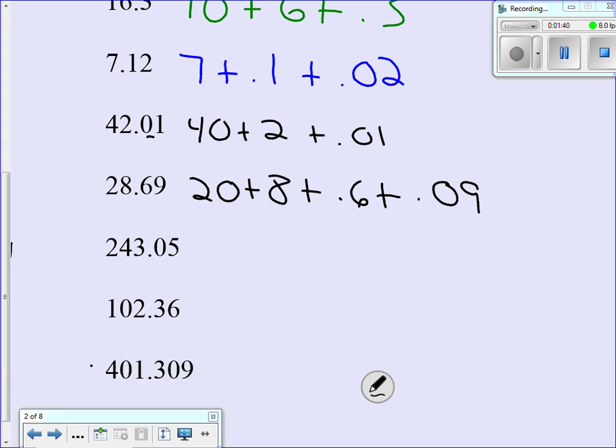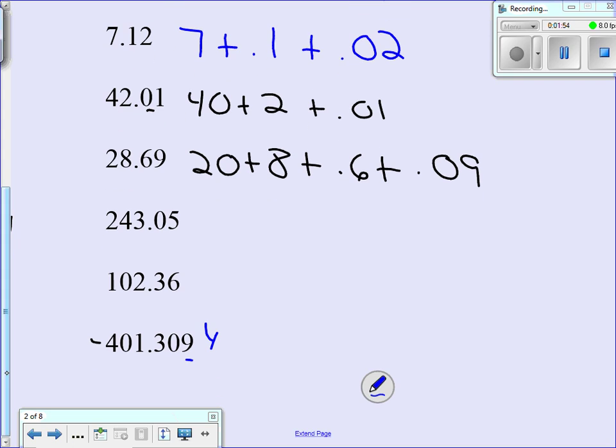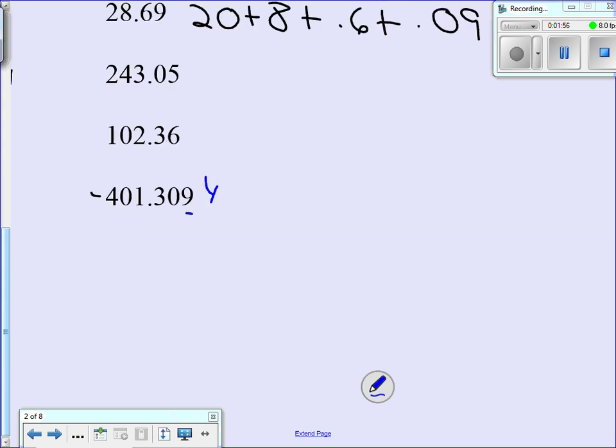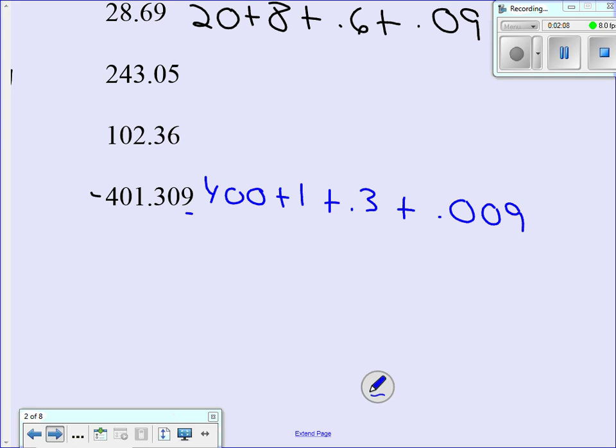Let's jump down to 401 and 309 thousandths. The reason why it's thousandths is because this 9 right here is in the thousandths place. So we have the number 400. Let's see if I can expand this page a little bit. There we go. 400 plus 1 plus 0.3 plus 0.009. All right, that's a little quick review on expanded notation.